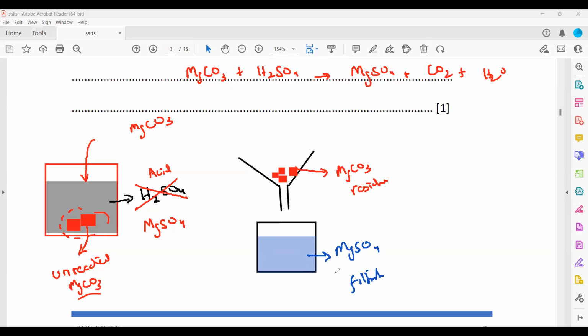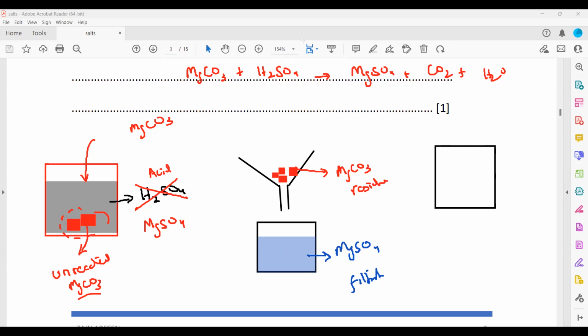residue. So first they ask what is the residue here. So the residue is magnesium carbonate. And now we have magnesium sulfate. Now the magnesium sulfate is dissolved in water. So first what we did, we use a process of crystallization.